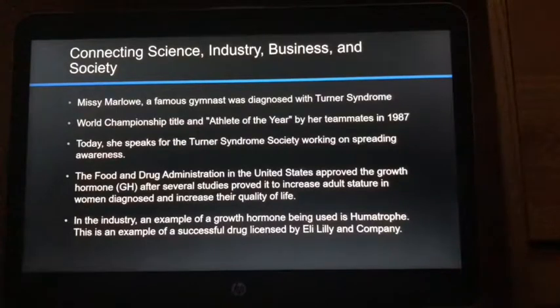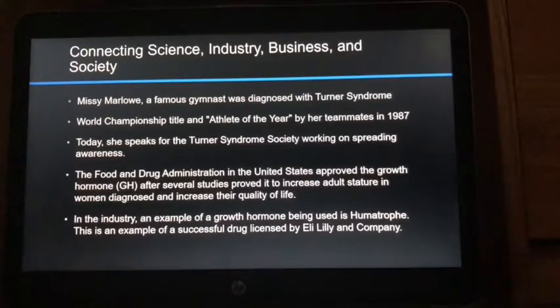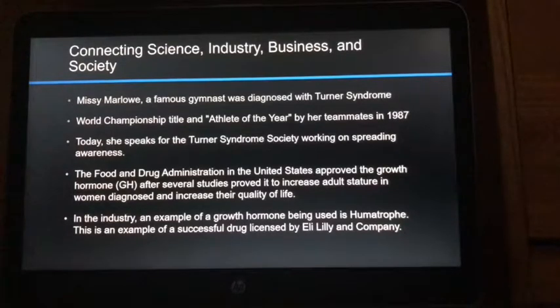Connecting science, industry, business, and society. Misty Marlowe is a famous gymnast that was diagnosed with Turner syndrome. She won the World Championship in 1987 and was voted Athlete of the Year by her teammates in the same year. Today, she speaks for the Turner Syndrome Society. She's working on spreading awareness of the disease. She was extremely successful as a gymnast, and one of the reasons I knew about Turner syndrome was because of her success.